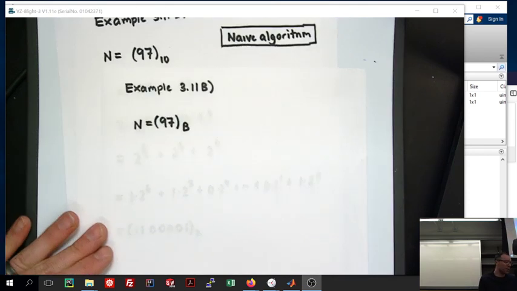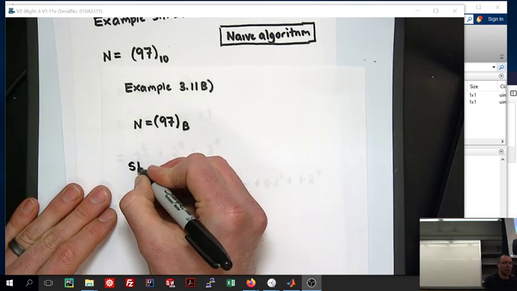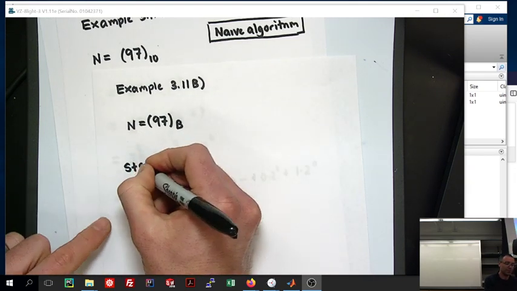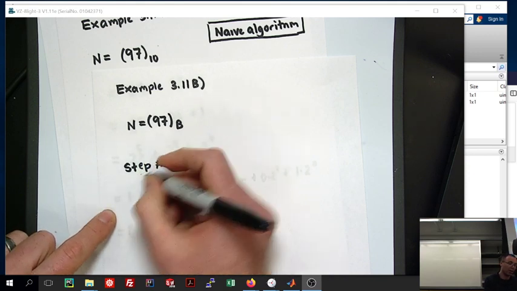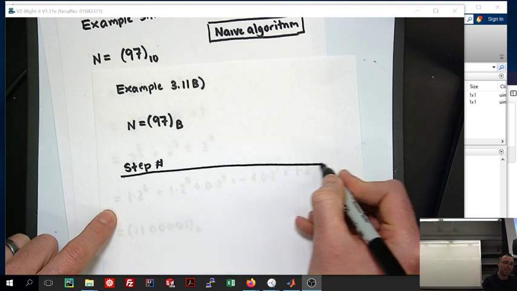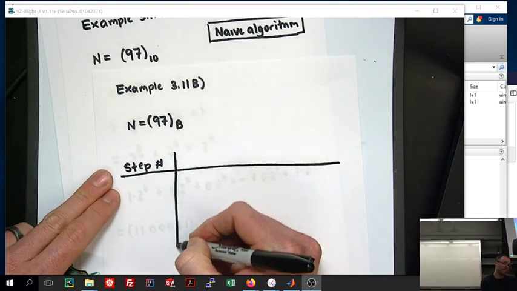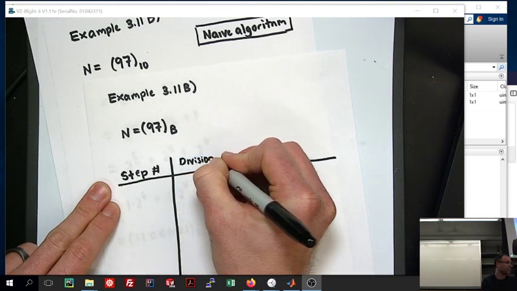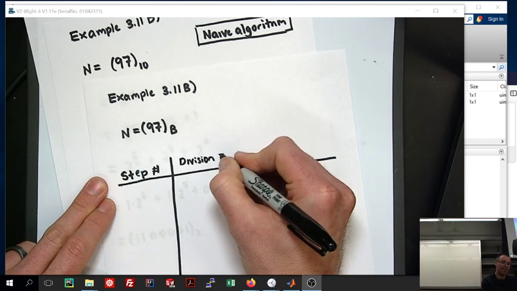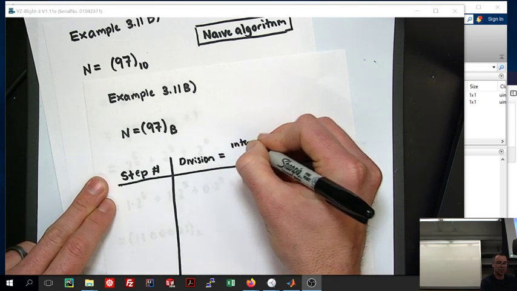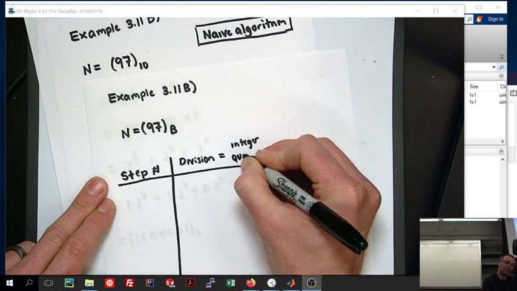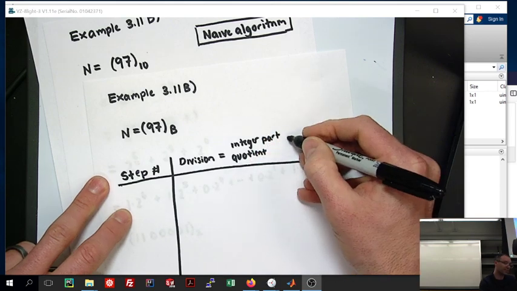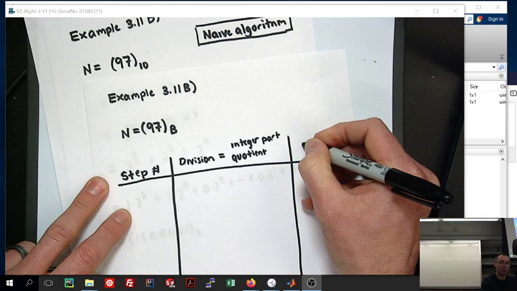Okay, so what I want to do, we're going to talk about an algorithm which has to do with division. So we're going to look at step numbers. We'll have what we call a division, and then we'll have an integer quotient. We might call this the integer part of the quotient. And then we'll have what we call a remainder.